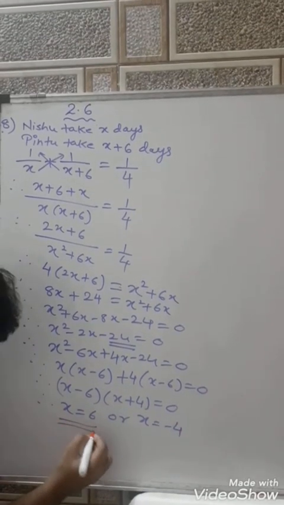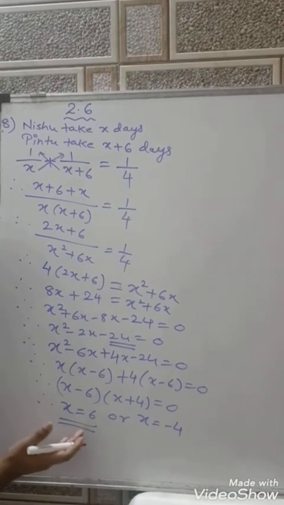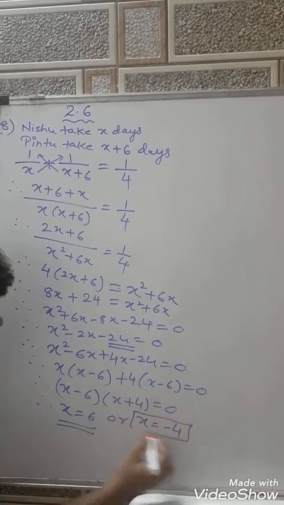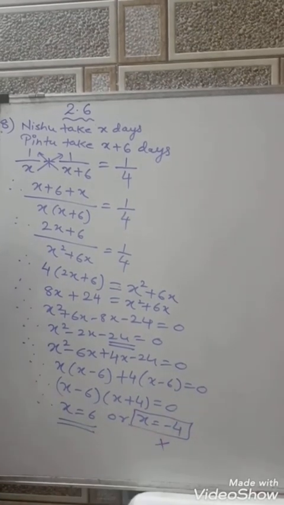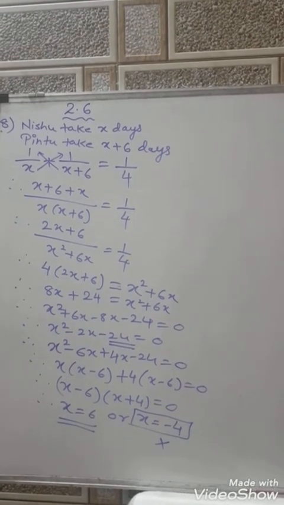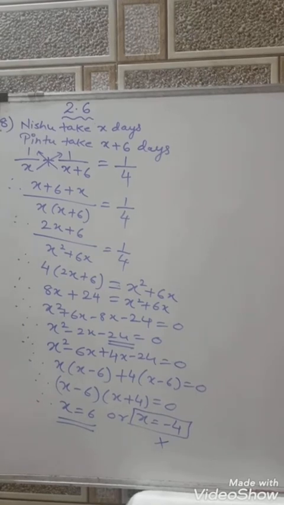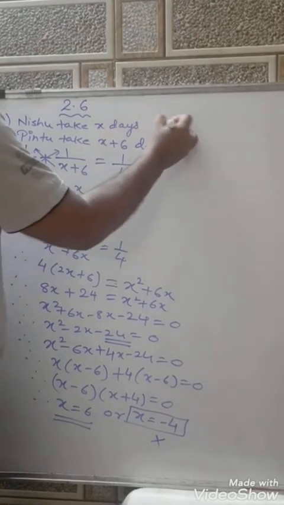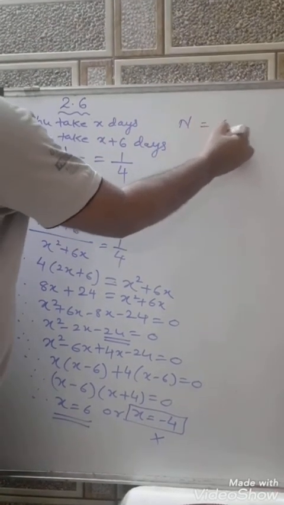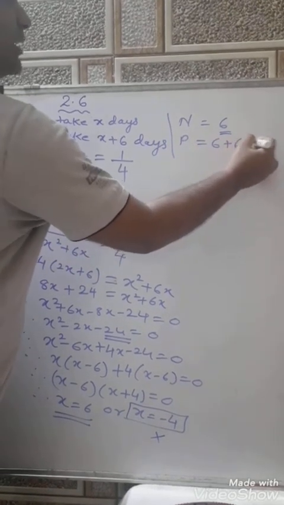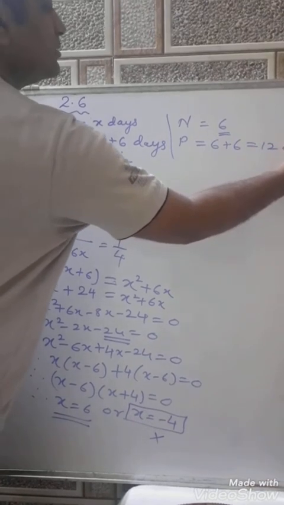So here x equals 6 is the correct answer. And x equals minus 4 is not possible because the days cannot be negative. It means Nisu takes 6 days to complete the work, and Pintu takes 6 plus 6, that equals 12 days.